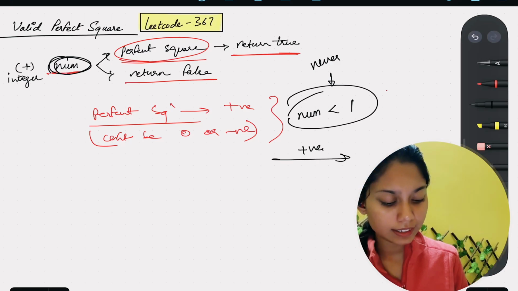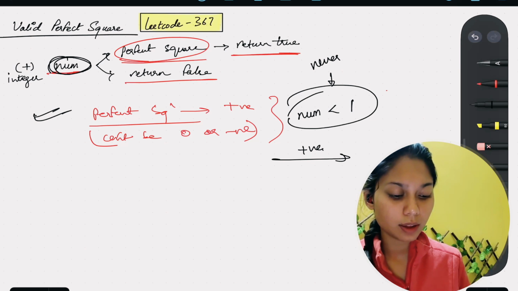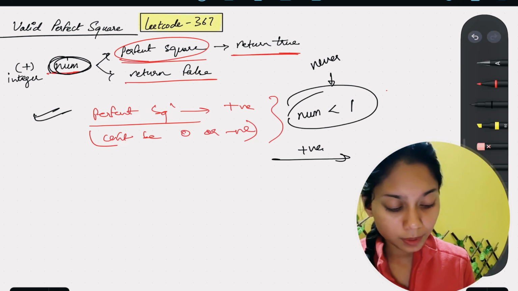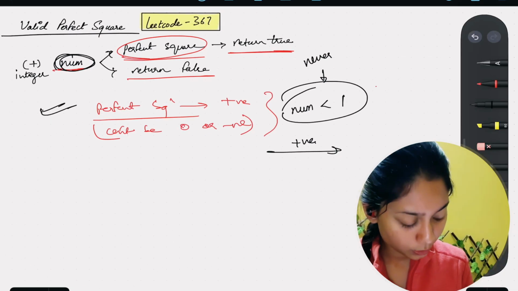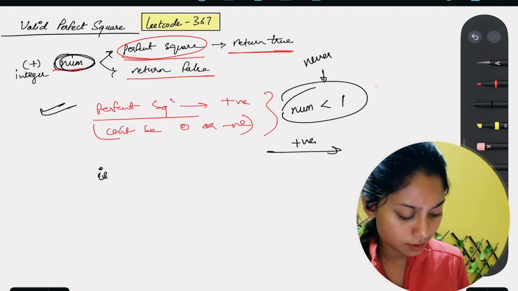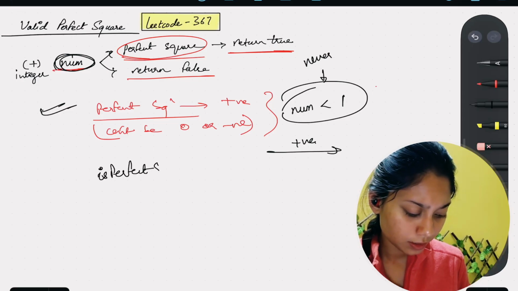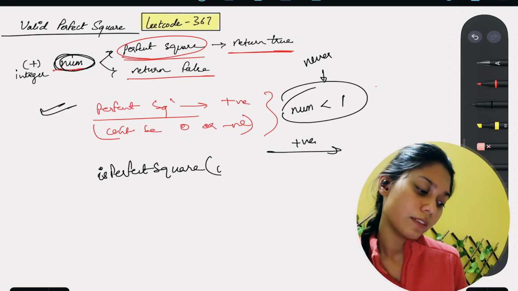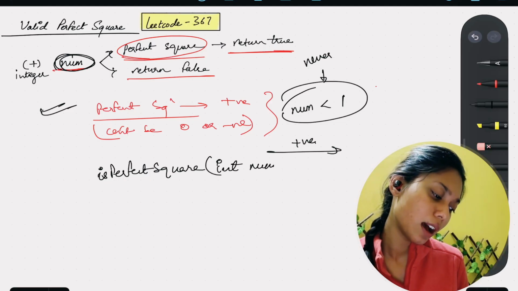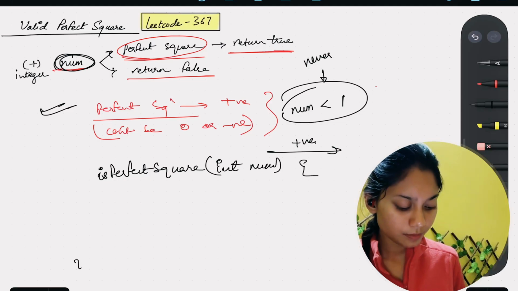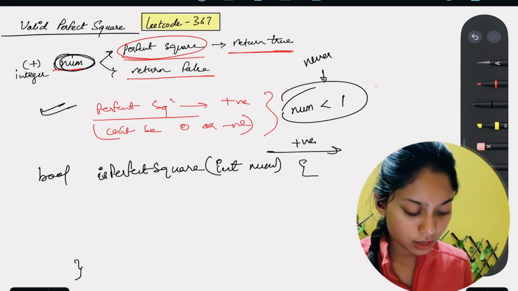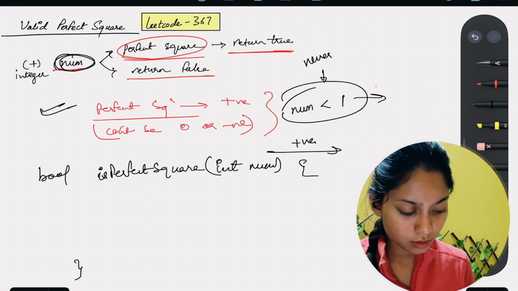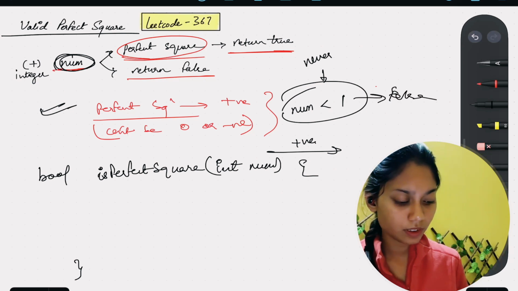So there's that, and this is where our base case is going to be. This is what our base case is. So first of all, let's write our function that we have to complete. It's given as isPerfectSquare, and we pass the integer num in this, and it is obviously a Boolean return type. So first of all, we have to return false for this case.